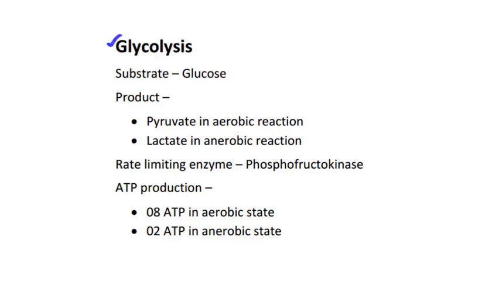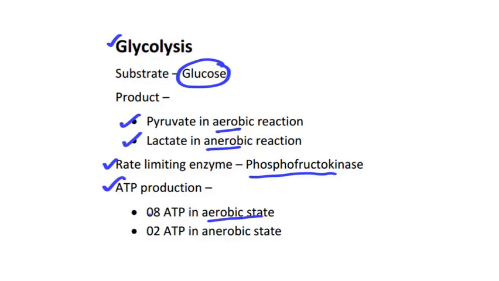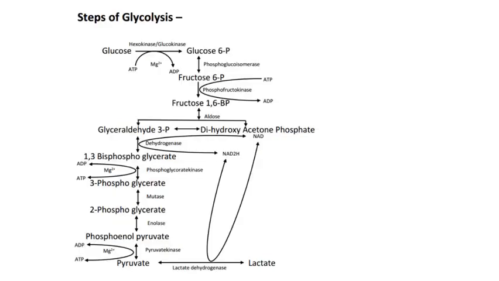In aerobic glycolysis, the glucose is converted to pyruvate, and in anaerobic glycolysis, the glucose is converted into lactate. Here, the rate limiting enzyme is phosphofructokinase. For ATP production, in aerobic state, 8 ATP is produced per glucose, and in anaerobic state 2 ATP is produced. We will calculate this ATP production later. Now we will see the steps of glycolysis.